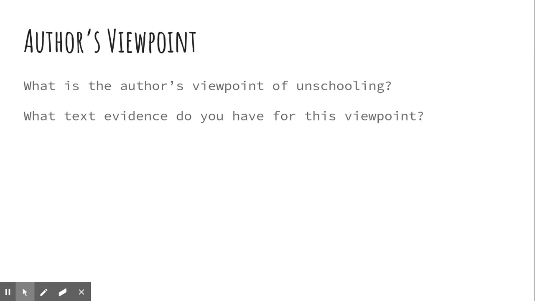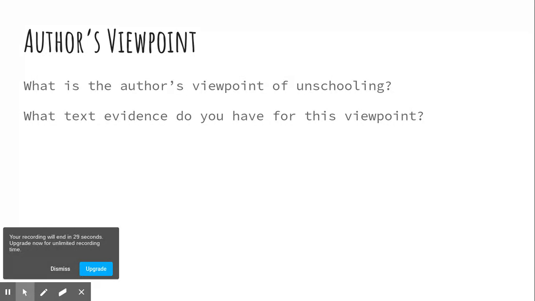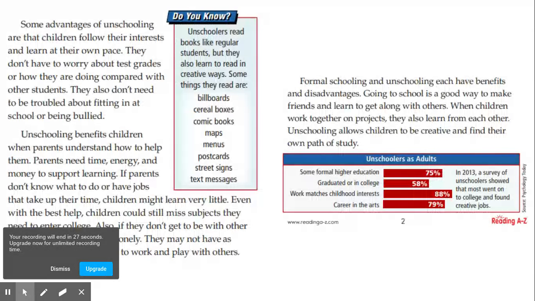So now I want you to think about, what is the author's viewpoint of unschooling? Take your time if you need it, but in the article, it talked about how the author's viewpoint of unschooling is that it has advantages and it has disadvantages. If we're looking for the text evidence for that, we can look right here where it says, formal schooling and unschooling each have benefits and disadvantages.